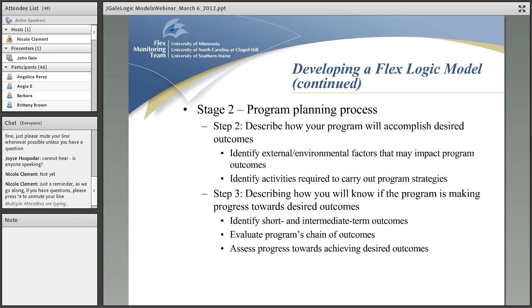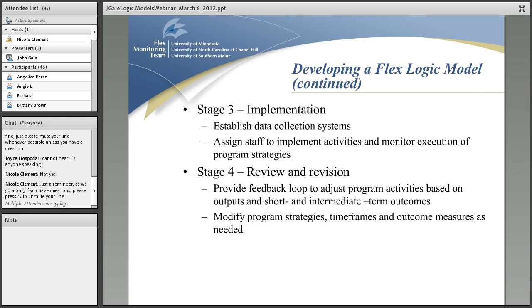As you think about that, one of the important things, and I keep going back to this, is really describing how you'll know if you're making progress. You've got to have outputs. You'll have short-term, intermediate, and long-term outcomes. You evaluate through your chain, the chain of evidence, the chain of outcomes that tells you that you're moving in the right direction. And then, obviously, assessing progress using the measures developed.